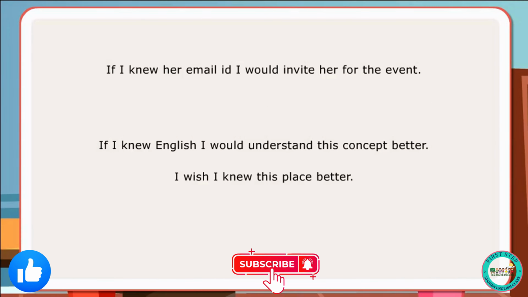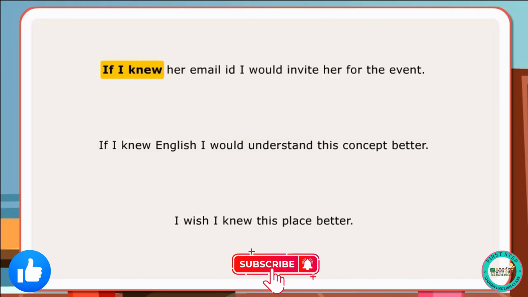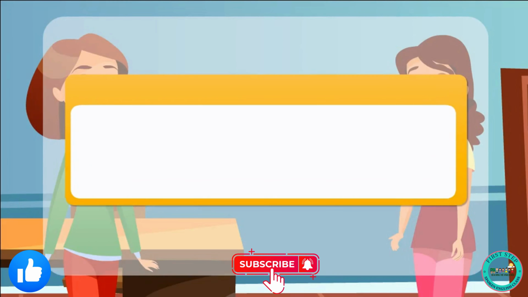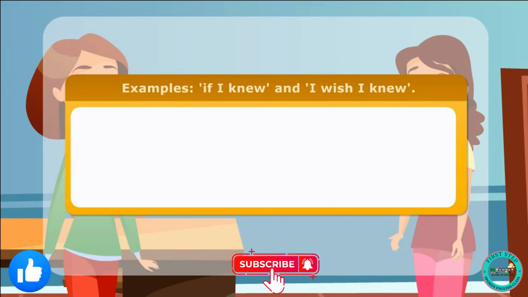In the first sentence, "if I knew," though past, speaks of a present imaginary situation, and the result in the main clause is expressed by using would. In the next sentence, also, we find a similar usage. In the third sentence, "I wish I knew" is used to express regret about something that is not what we would like it to be. Here are a few more examples of use of "if I knew" and "I wish I knew."